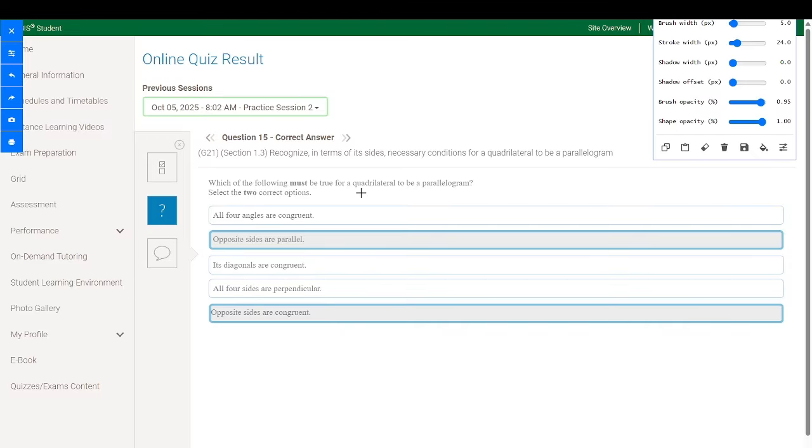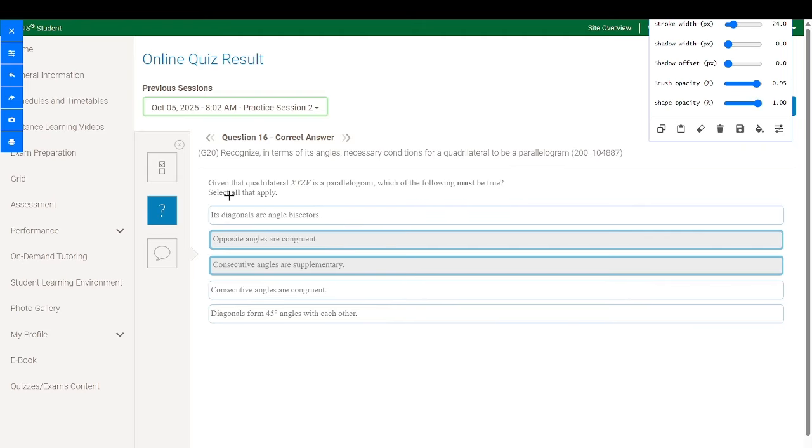Which of the following must be true to be a parallelogram again? All four angles are congruent, all four angles are equal? No. Opposite sides are parallel? Yes. Its legs are congruent? No. All four sides are perpendicular? No. Opposite sides are congruent? Yes.